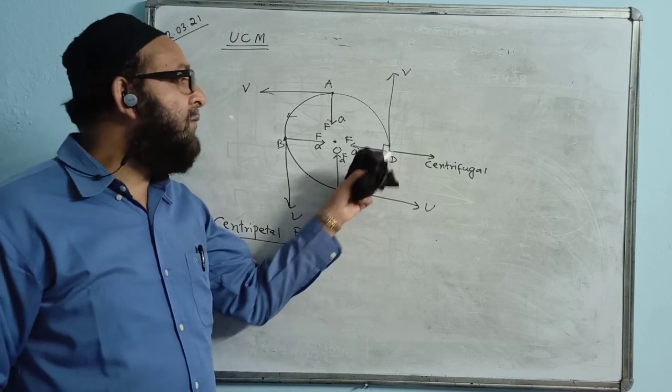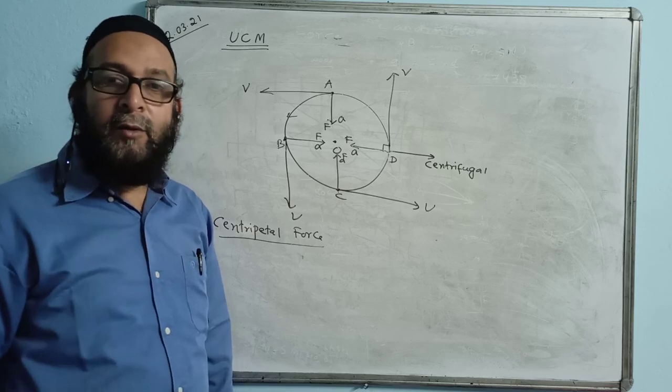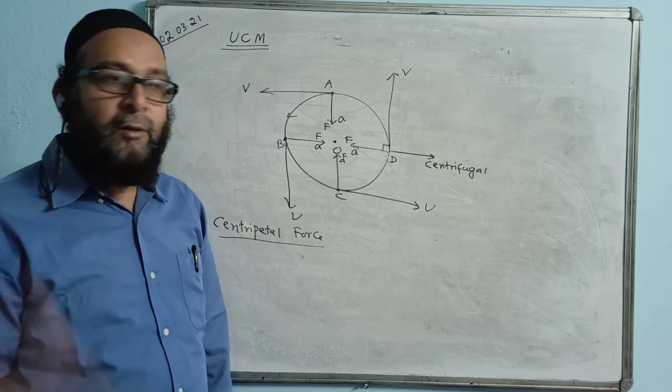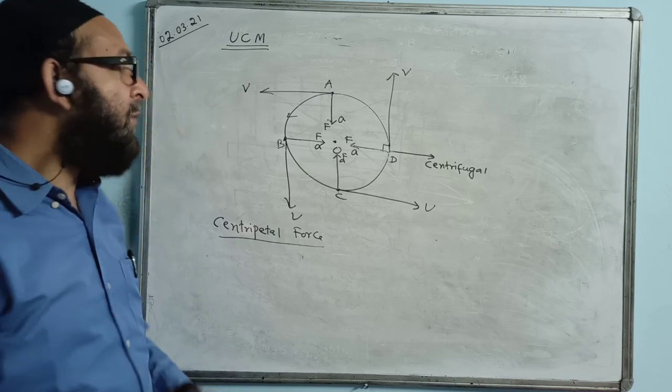And what is an example of uniform circular motion? I gave many examples: planets revolving around the sun, electrons revolving around the nucleus. These are the points of difference. So this chapter's theory part is done.